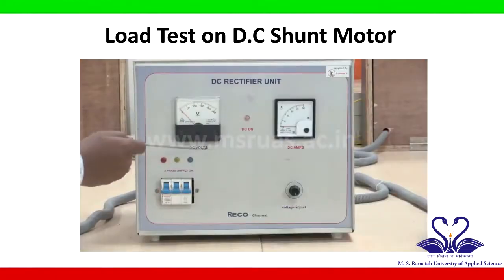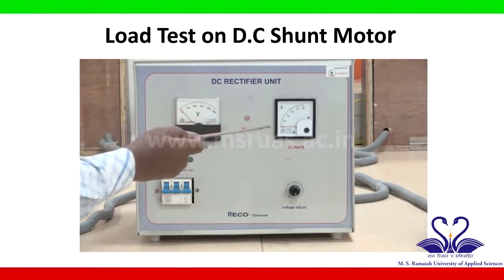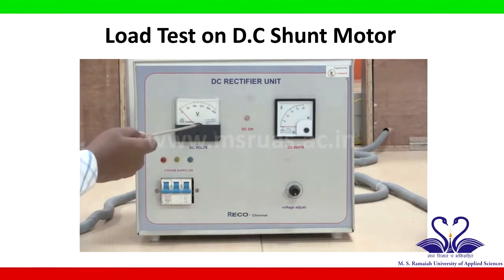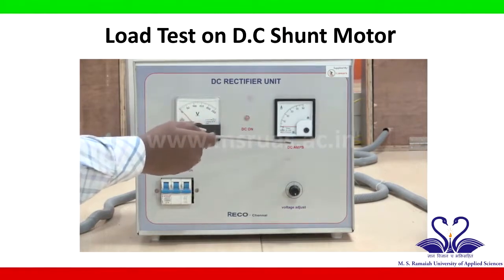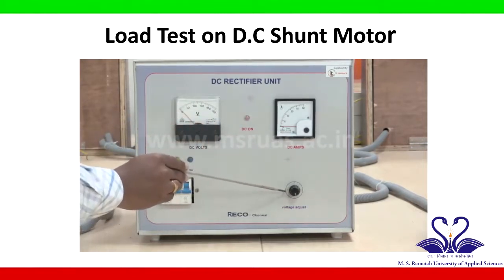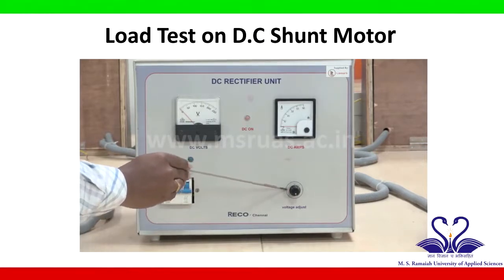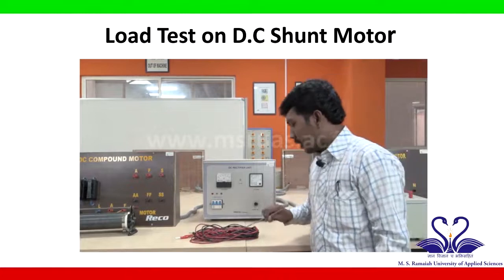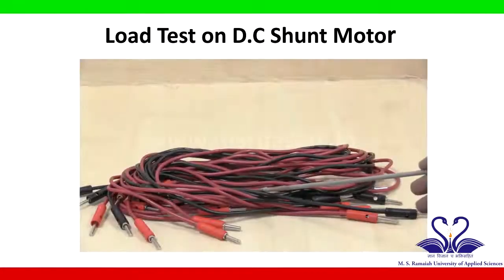It consists of two DC meters. One is the voltmeter, another one is the ammeter. This is used to measure the voltage, and this is used to measure the current. And this is a variable knob. By adjusting this knob, you can vary that voltage. These are the connecting wires to connect the meters.